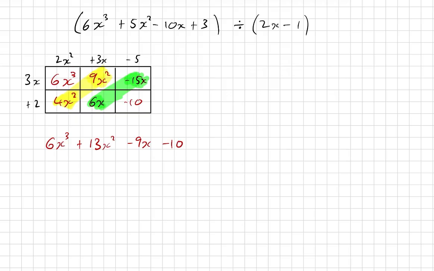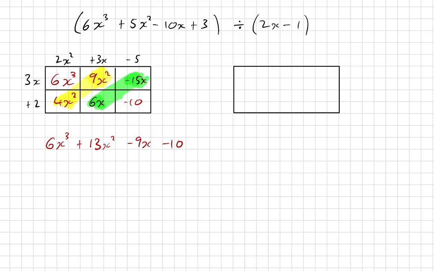So, some important things to remember. This 6x cubed came straight from this top box. There were no like terms. The same with this minus 10, which came straight from that bottom box. There were no like terms. But the 13x squared came from adding the diagonals, and the minus 9x came from adding the diagonals. So when we want to use division, we need to remember those things.